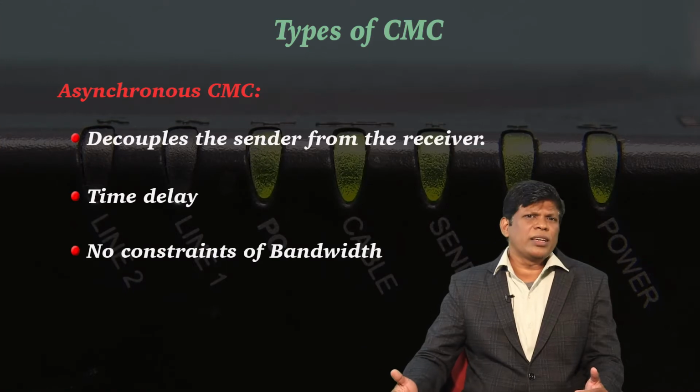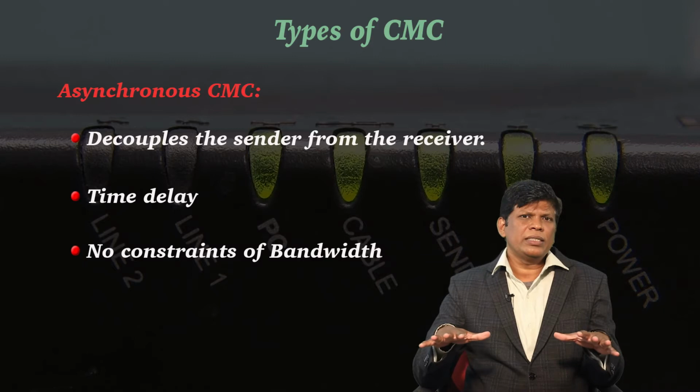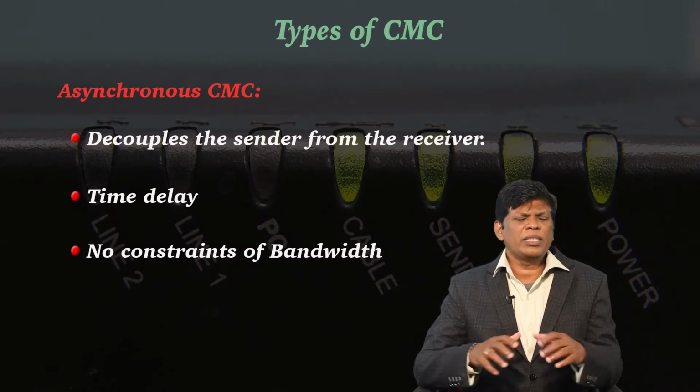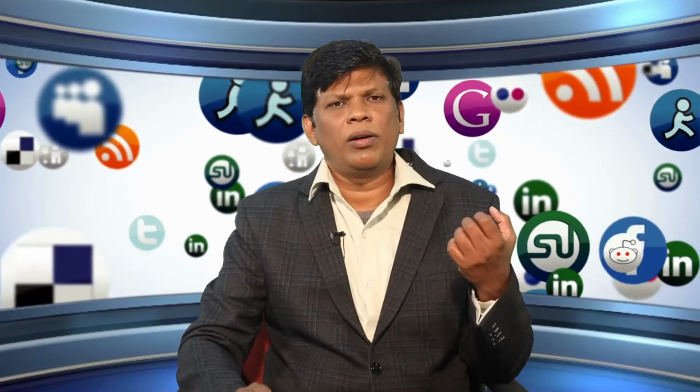Then asynchronous computer-mediated communication basically delinks the sender and the receiver from the communication process, who do not necessarily have to stay in one time. There is a time delay and there are no constraints of bandwidth. So if bandwidth is not required, the exchange happens, but a majority of asynchronous communication happens in a textual format or as recorded versions available in public domains like YouTube or other photo, audio, video sharing platforms.